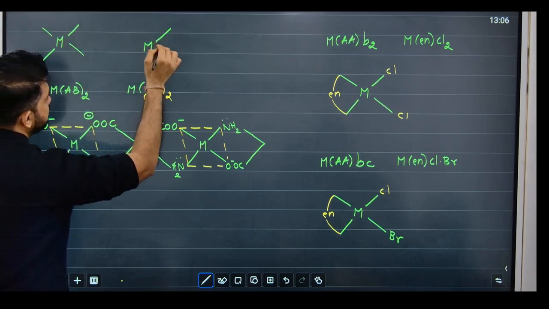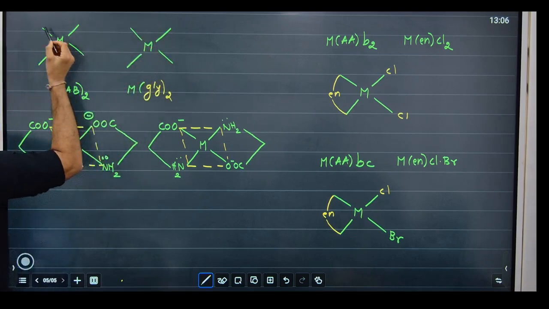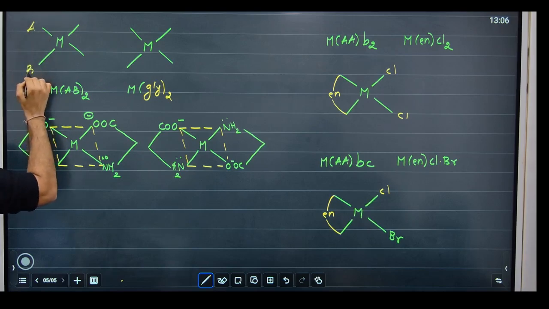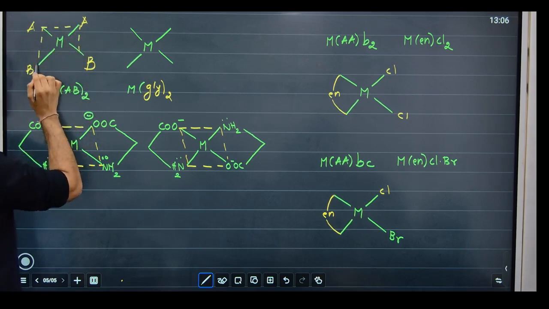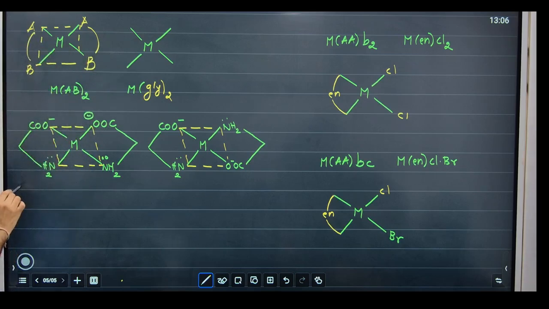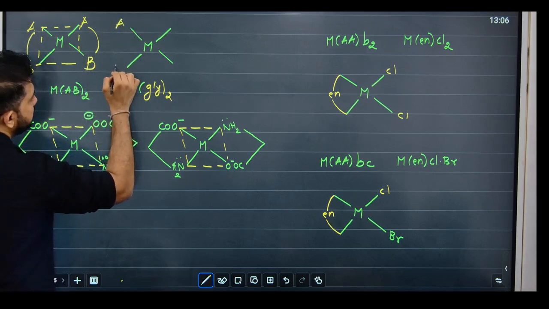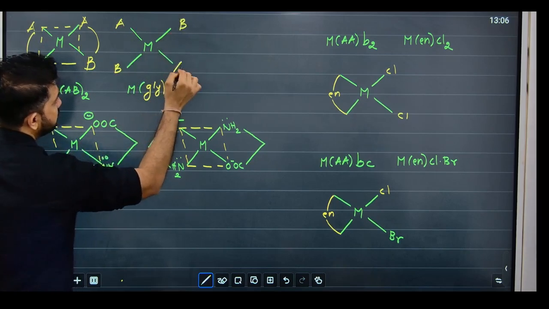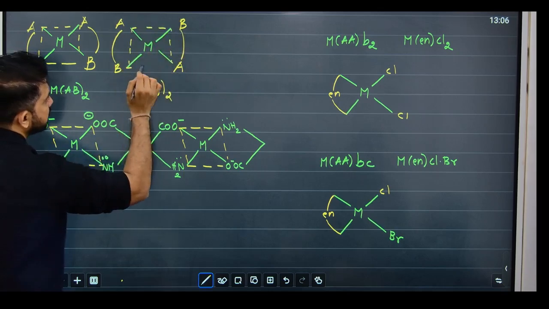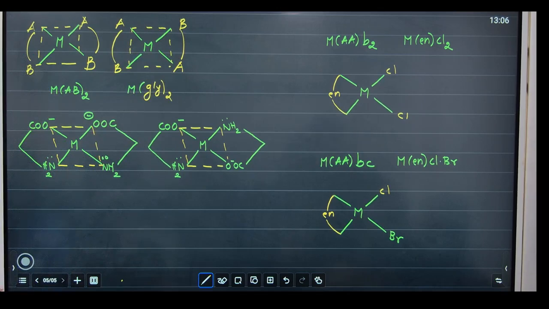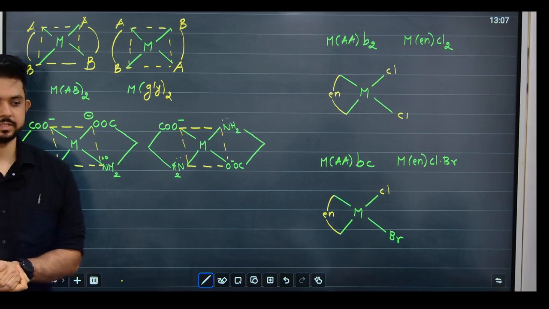If you want to know the general form, AB, this is cis. How will the trans form look like? AB, BA. None of the geometrical isomers are optically active because all of them have a POS. What is POS?